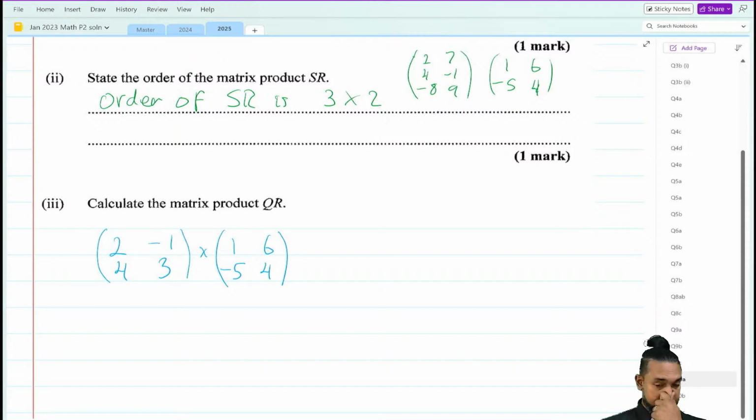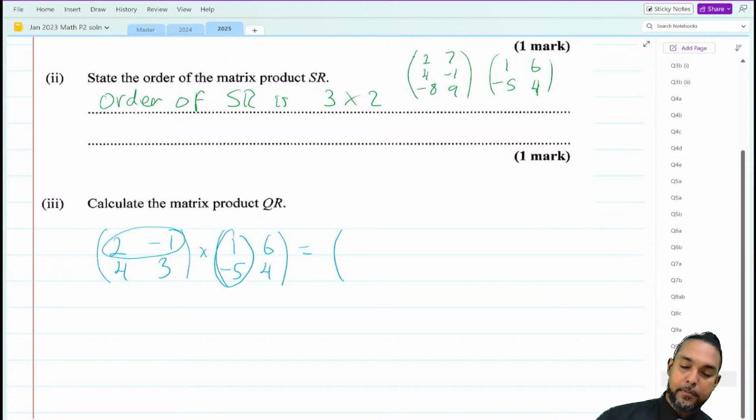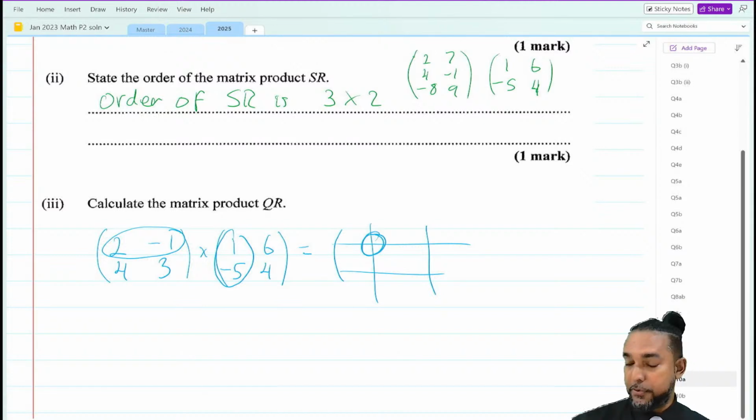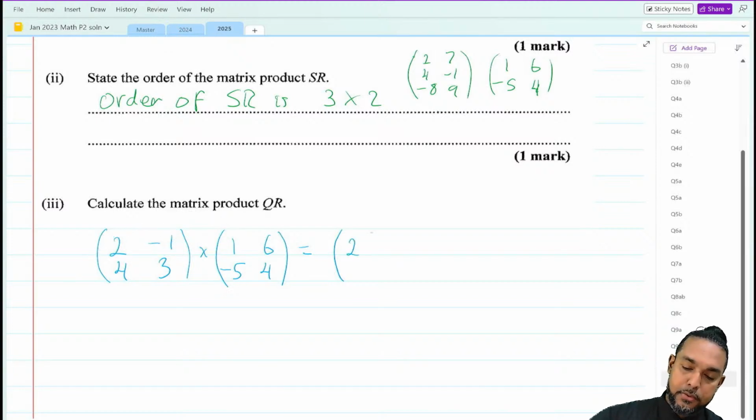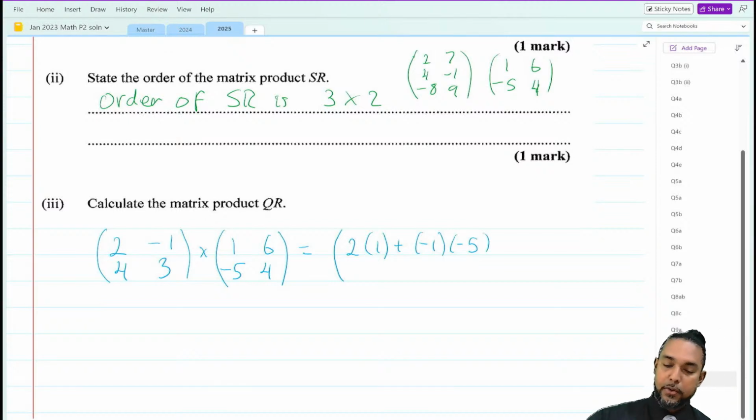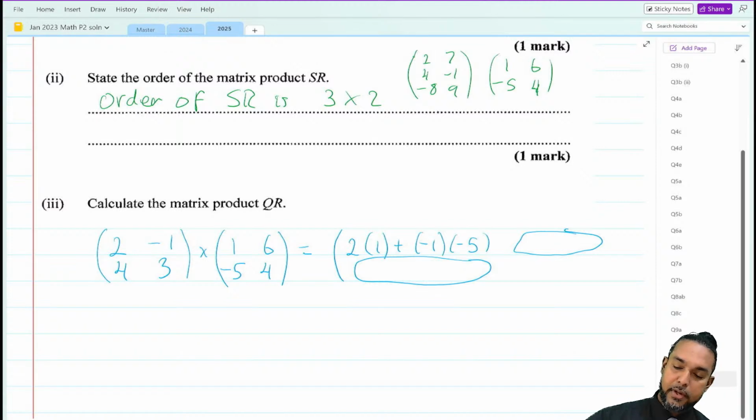All right, cool. So what I'll do is the first set of stuff here. Again, you'll do first row by first column, and it'll match up to the item in the position first row, first column. So it'll do 2 by 1 plus minus 1 by minus 5. Now you could do the rest. What goes here, what goes here, and what goes here.